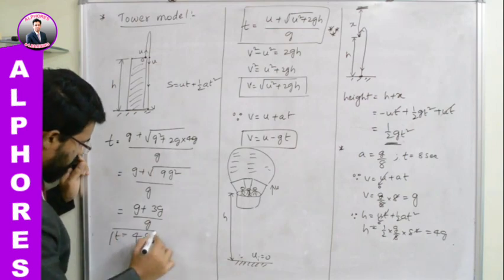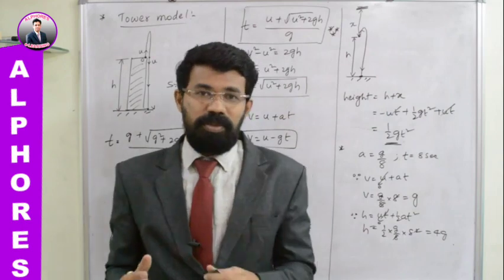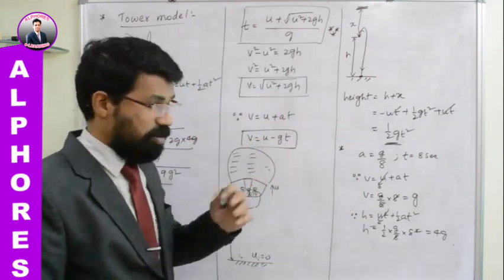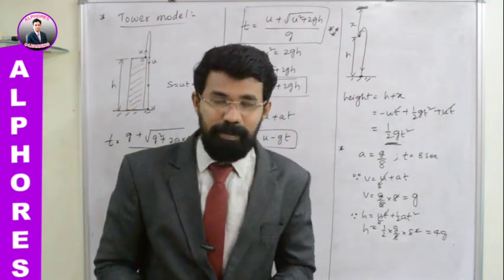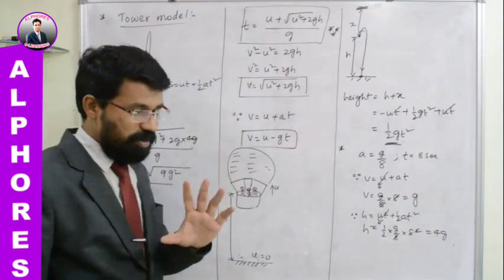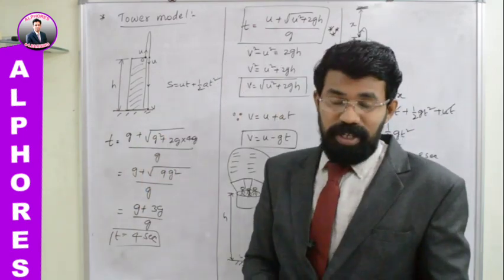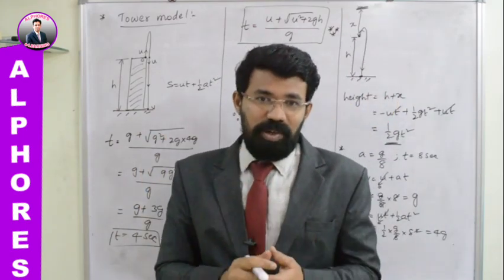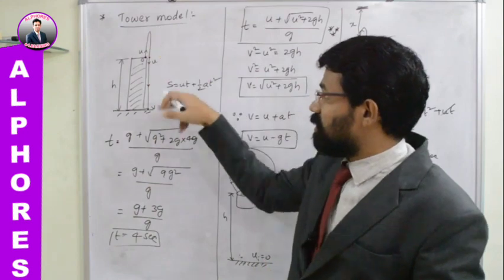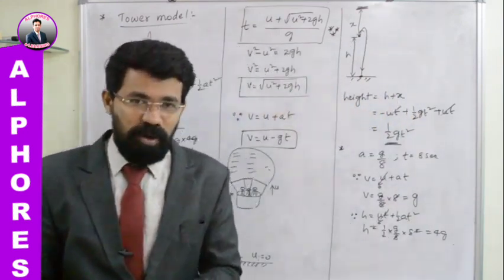So time of flight of the coin is 4 seconds. This is how tower model and corresponding balloon model applications can be handled. All that you need to remember is that whatever balloon model we see exactly resembles the tower model; if you imagine the trajectory of the coin, it exactly matches this kind of trajectory. Now let us further discuss one more situation.